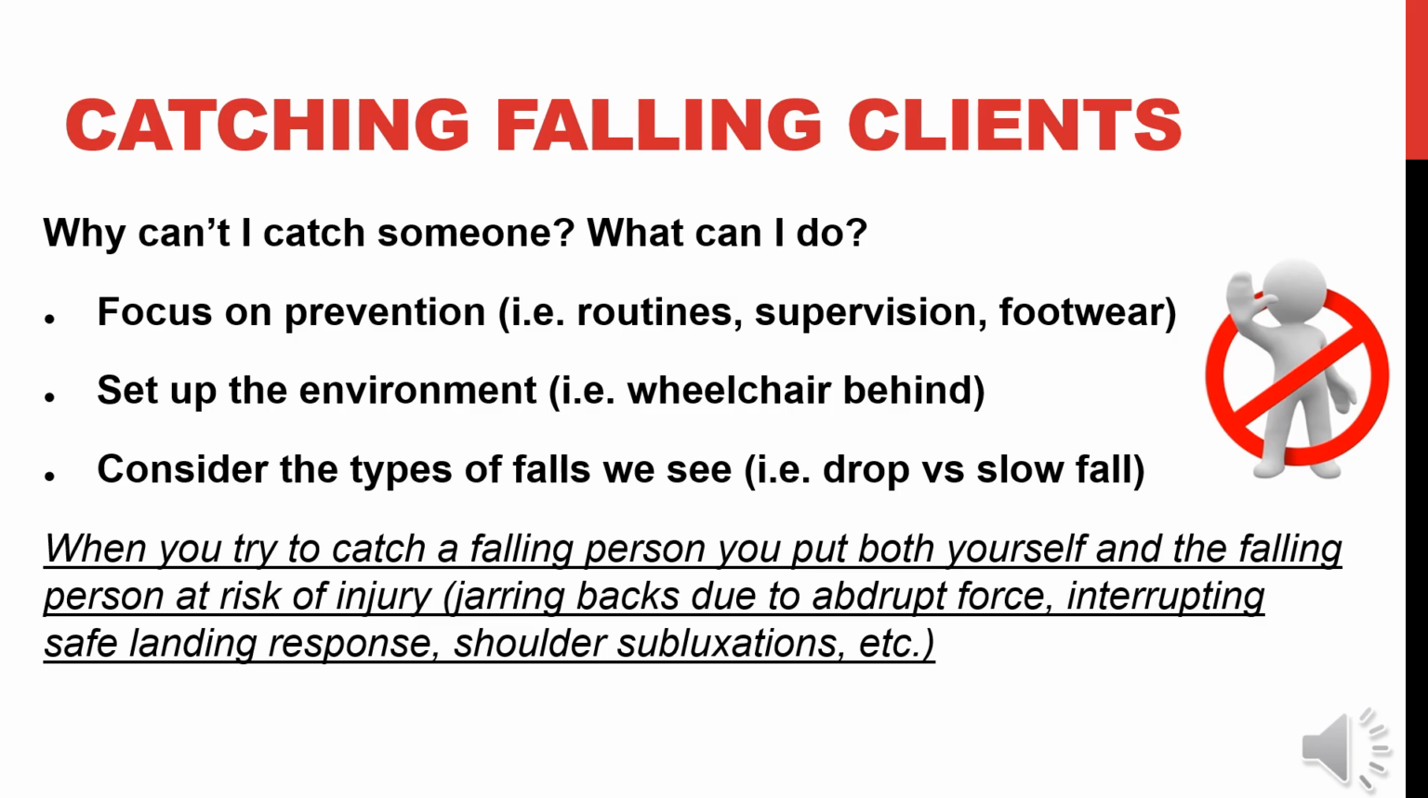For example, jarring your back due to abrupt force or interrupting the client's safe landing response, causing injuries such as shoulder subluxation or dislocations. What we can do is focus on prevention by establishing routines, supervision, and ensuring things like proper footwear. We can set up the environment to reduce risks, such as ensuring grab bars in place, placing the wheelchair behind the client during transfers, and applying the brakes.